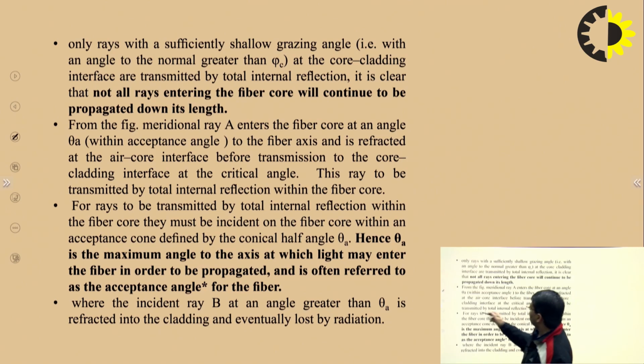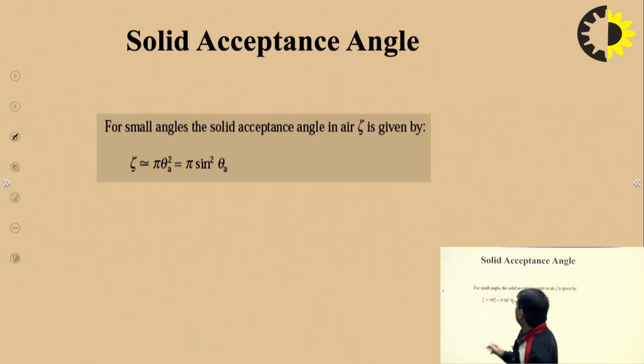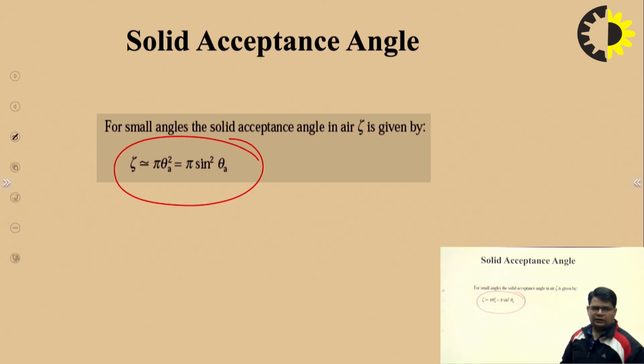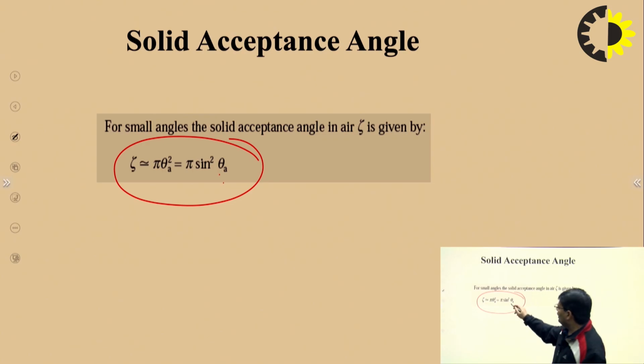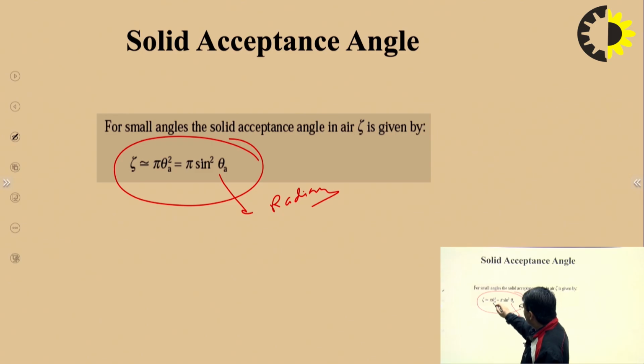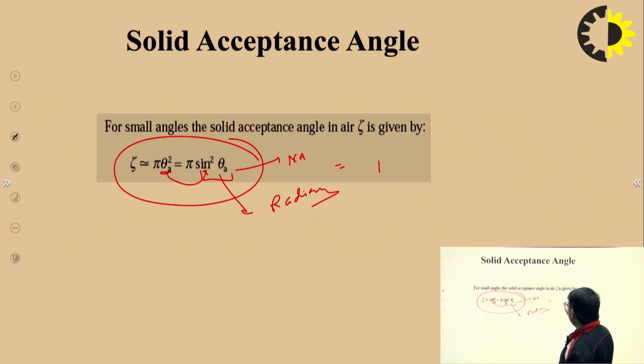That we have discussed. This is the modified form of acceptance angle. In terms of this, we can calculate the solid acceptance angle, and we know that for small values of theta A it can be written as sine theta A, and we know that sine theta A will be equal to numerical aperture. So this solid acceptance angle can also be represented as pi of numerical aperture square.